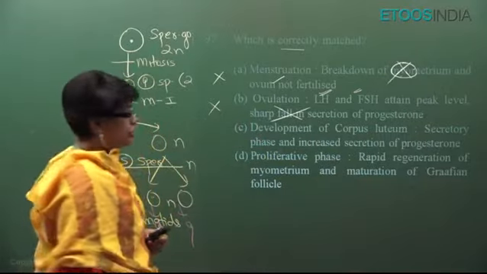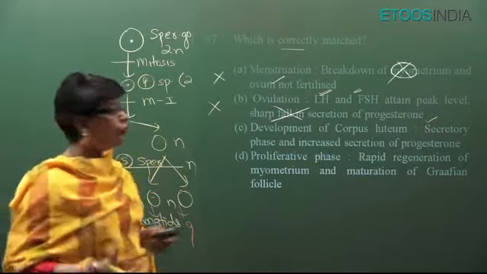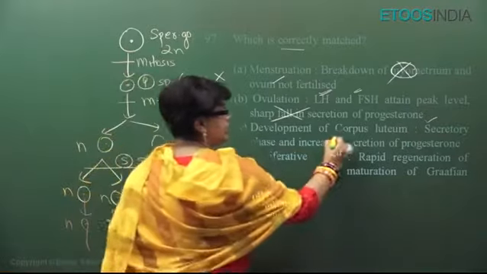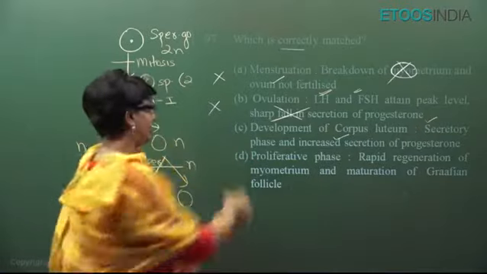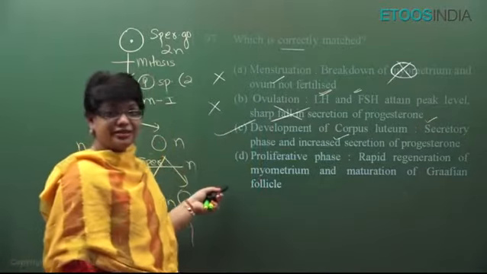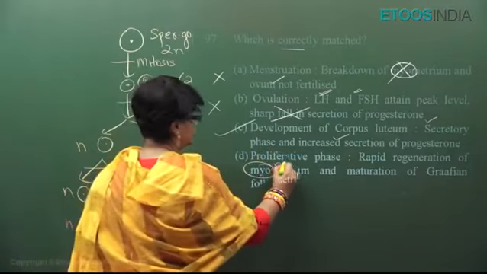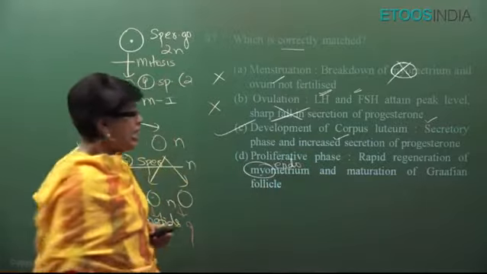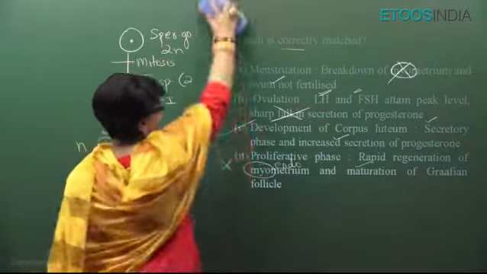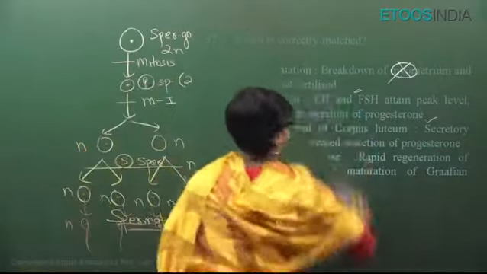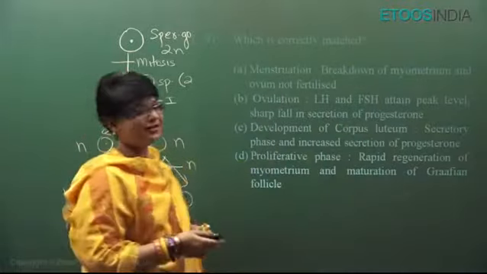Now, development of corpus luteum happens in secretory phase, yes. It is called luteal phase because in the ovary corpus luteum is getting formed and it increases secretion of progesterone. So, secretory phase happens in uterus. So, all are correct. This is the correct answer. Let's check. This has to be wrong. In proliferative phase, there is rapid regeneration of myometrium. No, it is endometrium that is regenerated. And maturation of Graafian follicle, yes. But overall, this statement is false. So, overall, the correct statement is option C. Menstrual cycle, oogenesis, spermatogenesis, structure of sperm, these are very, very important.